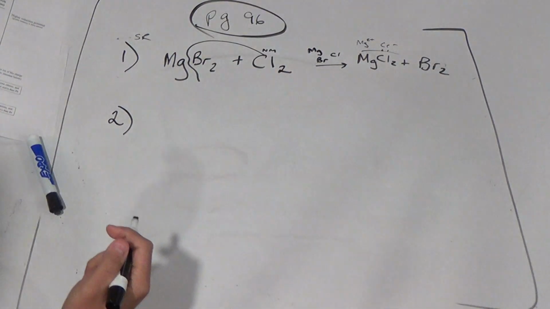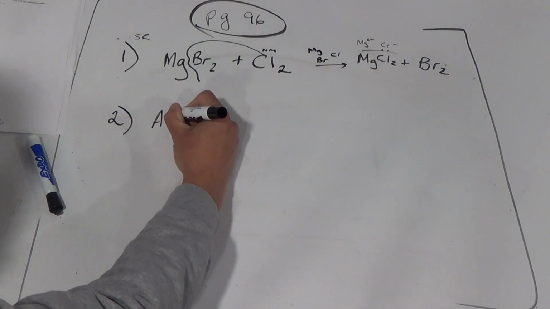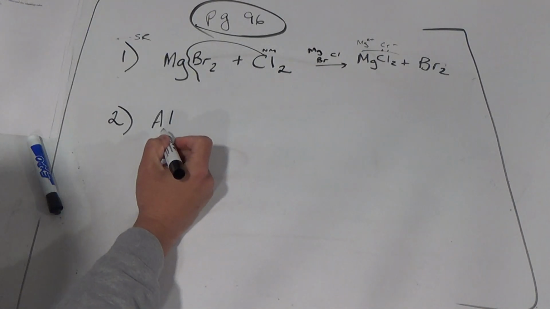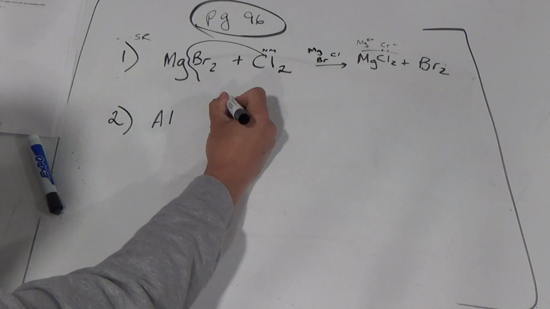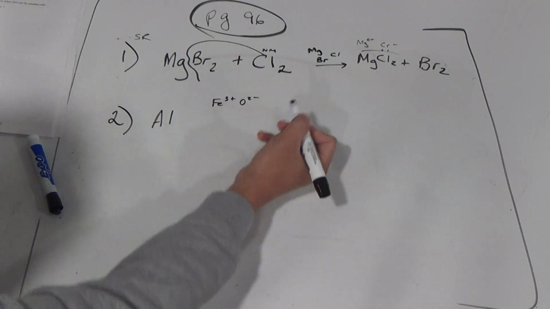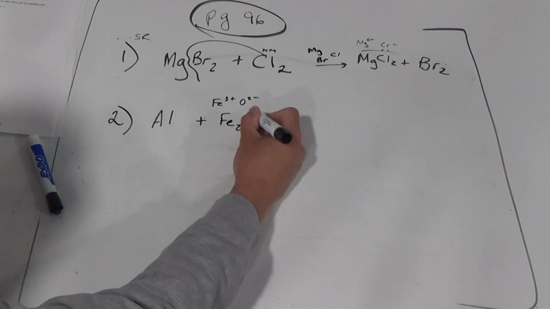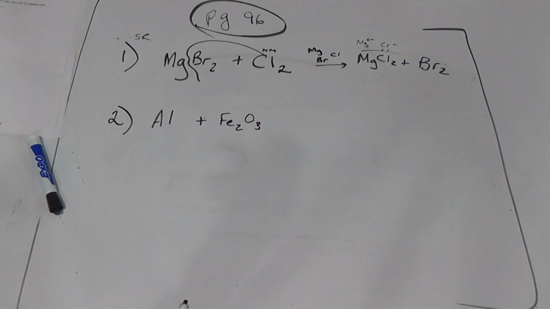Okay. Second one, aluminum, Al. And it doesn't need to be diatomic because it's in group 13. Iron 3 oxide, so we know it's iron 3 oxide. So it's going to be plus Fe2O3. You should know that fast. And if you don't, and you got issues with this, then you're wasting your time in this class.